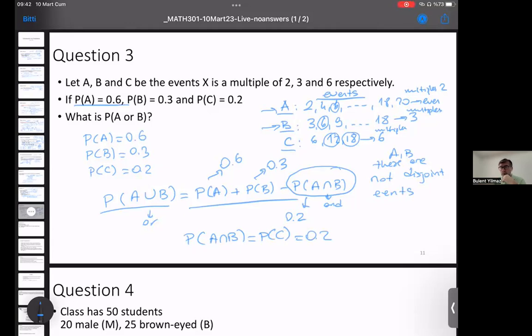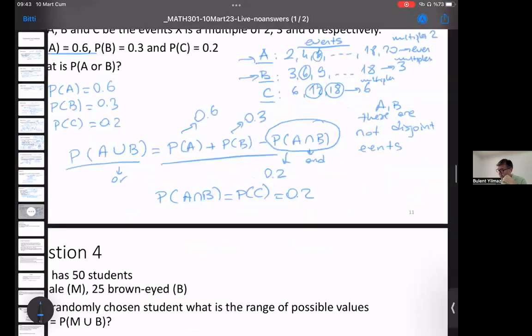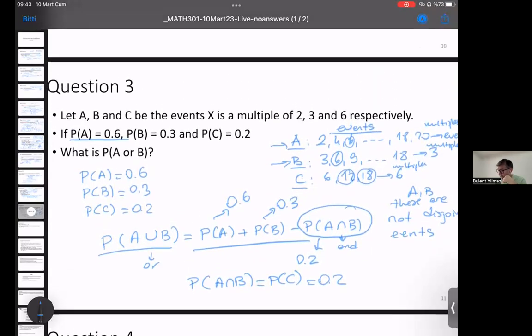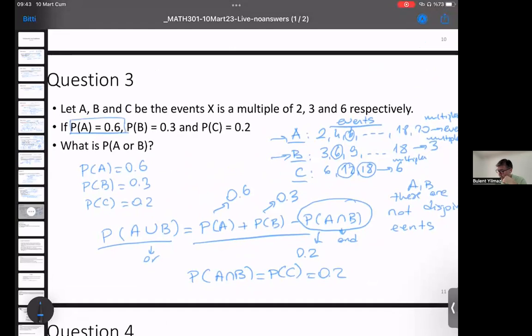I hope yes. I don't understand how PA is going to be 0.6. It's given in the example. It's given here. You see? Yeah, but you assume that our sample space is 1 to 20. Yes, but it's not uniform, right? The probabilities are not uniform. This is our assumption. Okay? This assumption is true for all questions that we are dealing with right now.